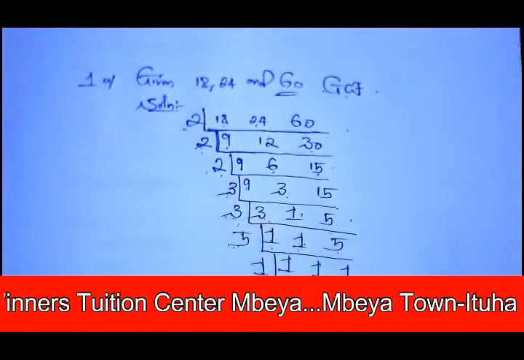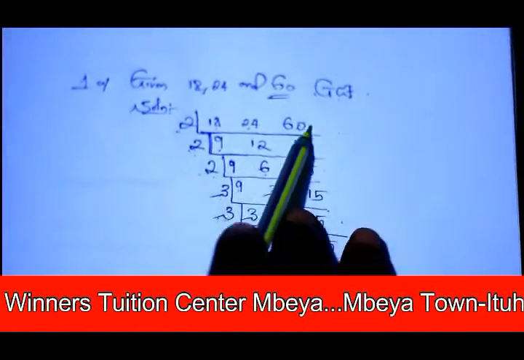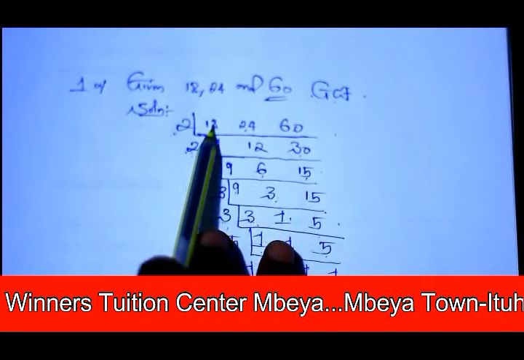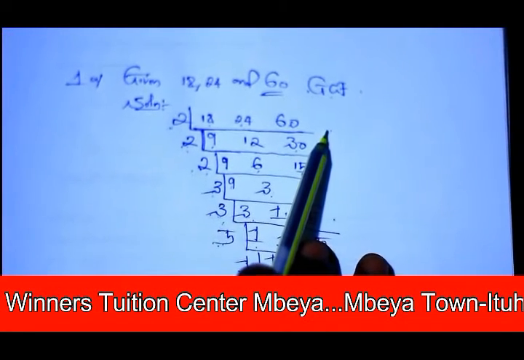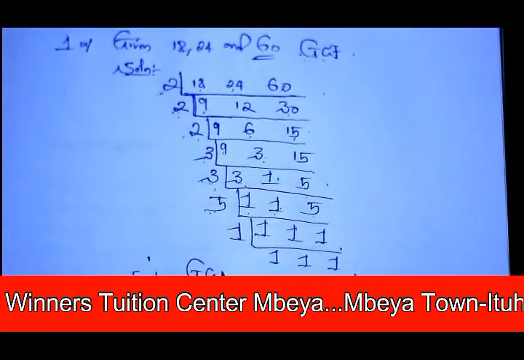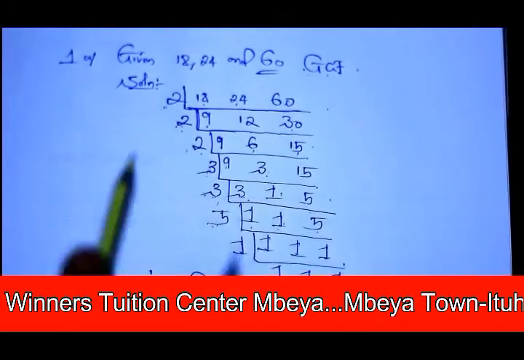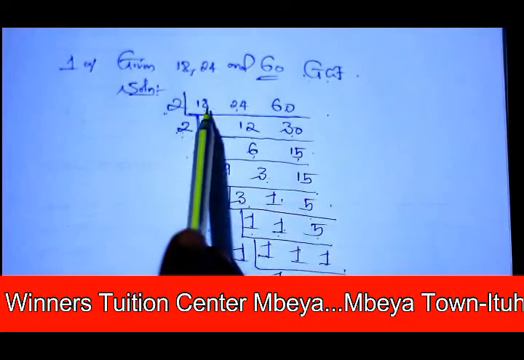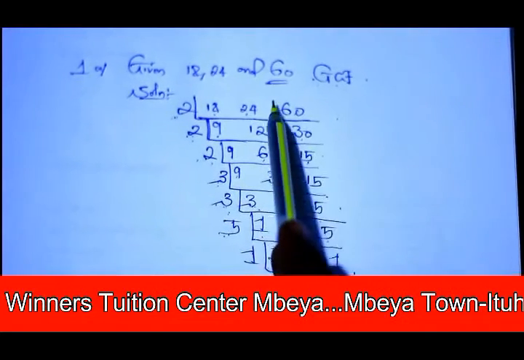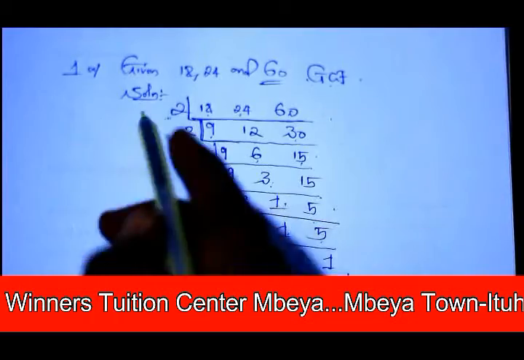You ask yourself, which numbers divided all three numbers at the same time? Yani ile namba ambayo imezigawanya zote kwa wakati mmoja. Hiyo ndio tunaenda kuichukua. And therefore, you conclude that the GCF will be equal to, 2 was divisible into 18, then it was divisible into 24, and also it was divisible into 60. Therefore, we are going to take 2.